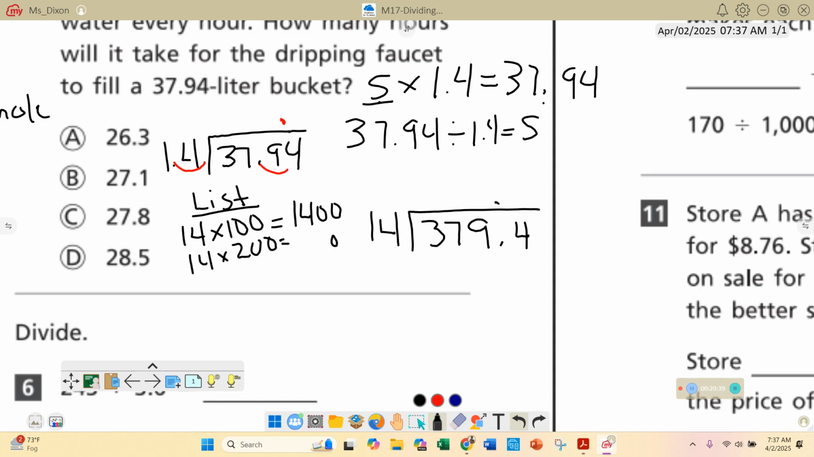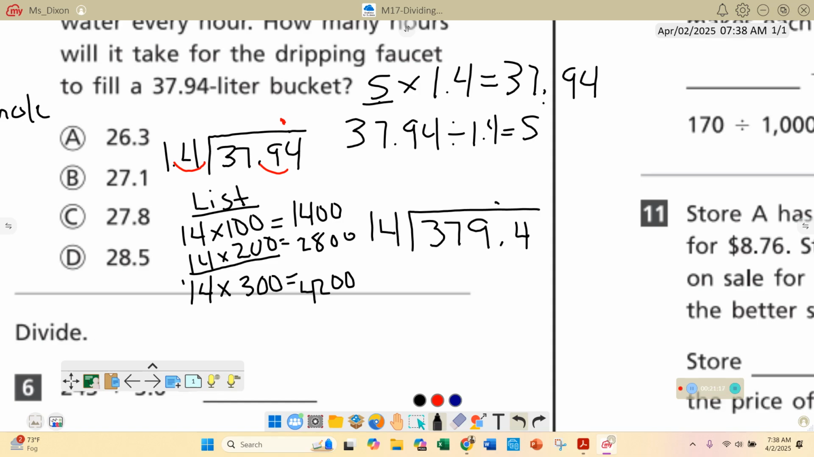Okay, I need 2 zeros. 4 times 2 is 8. 1 times 2 is 2. Much better. Let's just try 300 just to see where we are. 2 zeros. 4 times 3 is 12. 1 times 3 is 3, plus 1 is 4, and that's too big. So that means 200 is a good start.